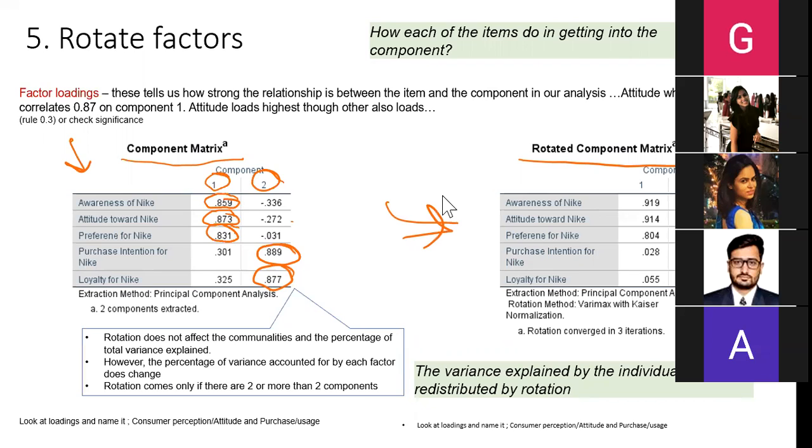Can you see any difference? Here, awareness of Nike will come in the rotated component matrix in the first factor. But can you see any difference between the component matrix and the rotated component matrix? The value is increasing. And which one is easier to interpret? If you have to make a judgment whether the variable is coming in the first factor or second, which one is more interpretable?